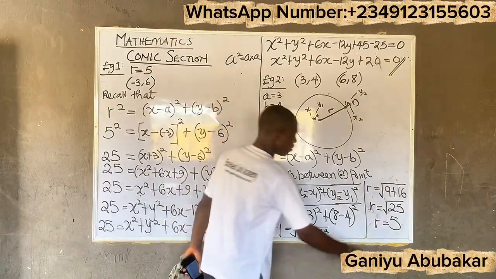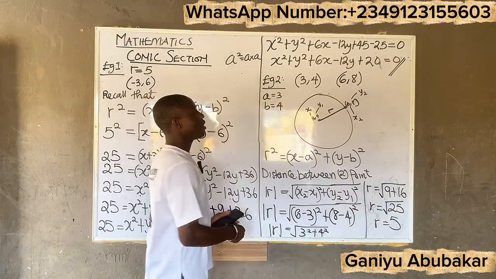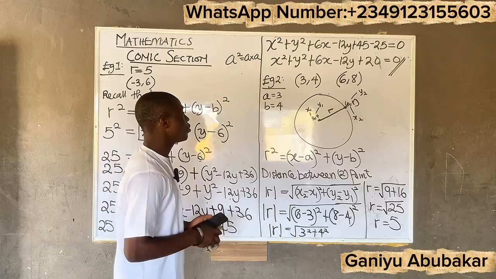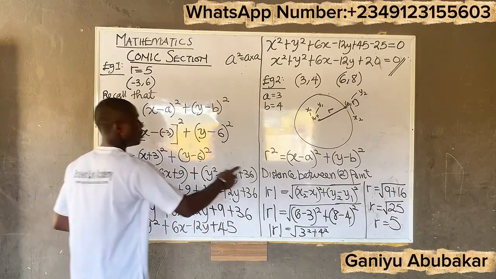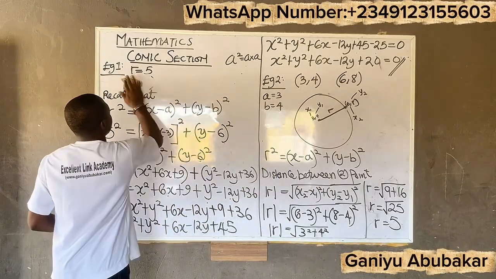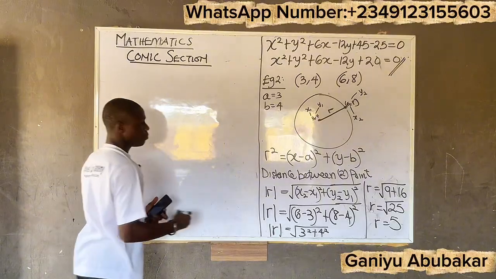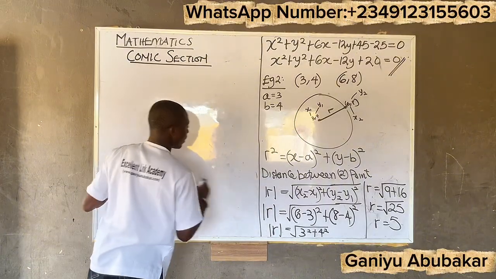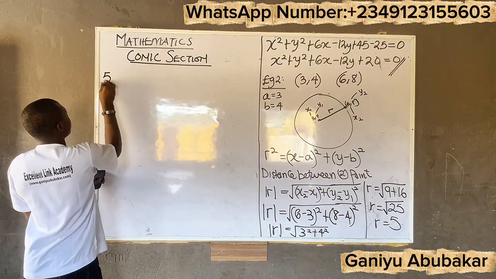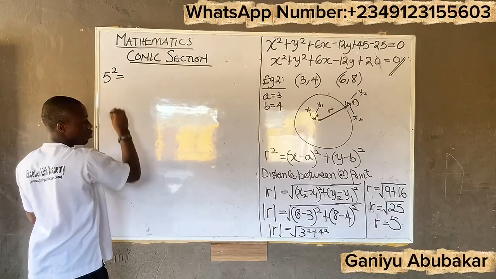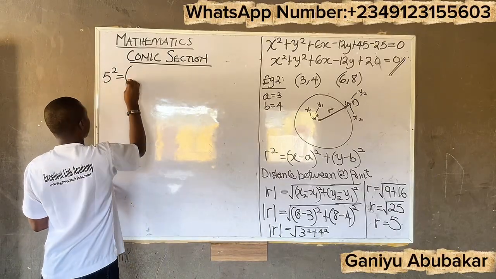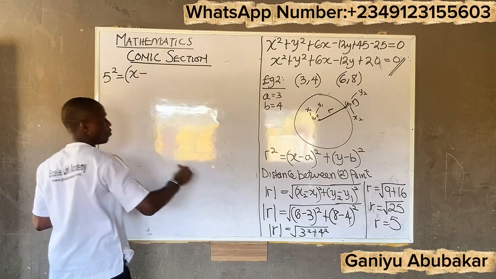So I've got the value of r. R is 5 here. So let's now get the equation of a circle from here using this formula. So from here, it's simple as r squared. We said r is 5. That gives you 5 squared to be equal to, in brackets, x minus, what's your a?